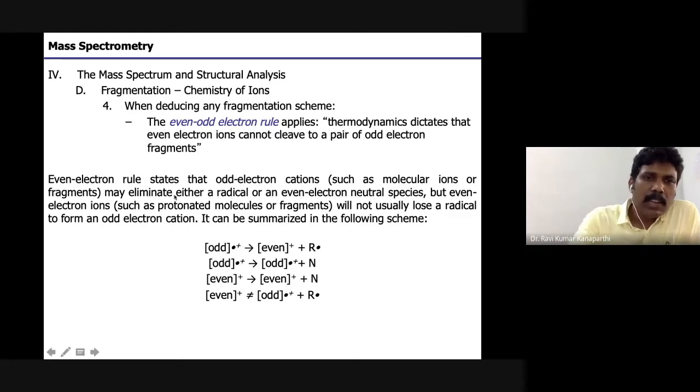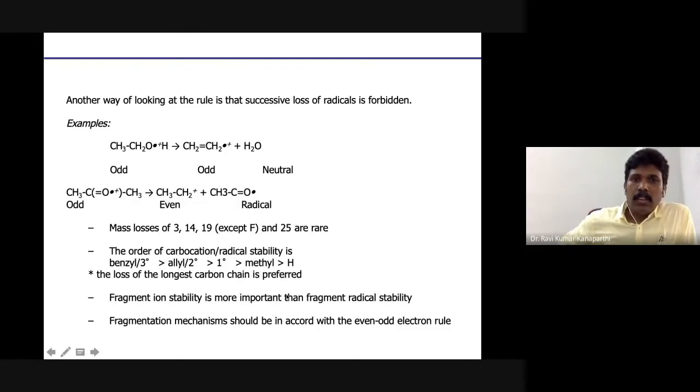So according to the even electron rule, odd electron cations may eliminate either a radical or an even electron neutral species, but even electron ions will not usually lose a radical to form the odd electron cation. So this is the point I'm saying. This is not allowed. This is allowed. An even electron species will eliminate another even electron species plus a neutral species, but not an odd electron species at all. This is quite rare.